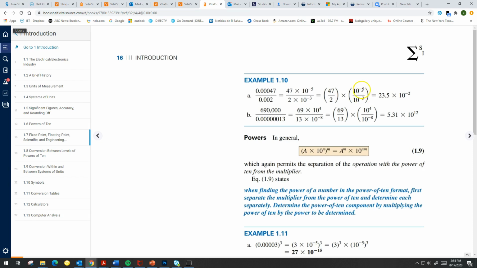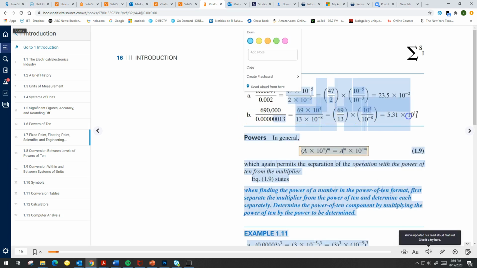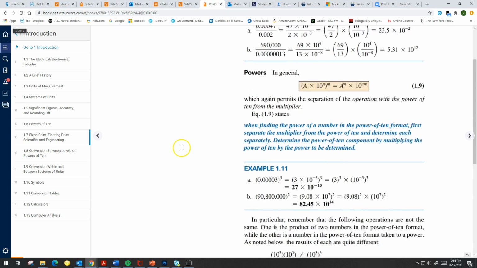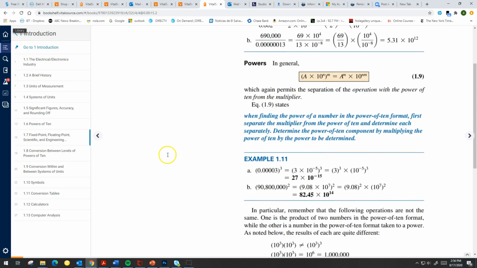So in this case, remember, you have to follow the signs of the exponent. So I'll have minus 5 minus minus 3, or minus 5 plus 3, which gives me minus 2. See? And again, I'm going to leave part B as an exercise for you to practice. The next one is powers of 10 in general.